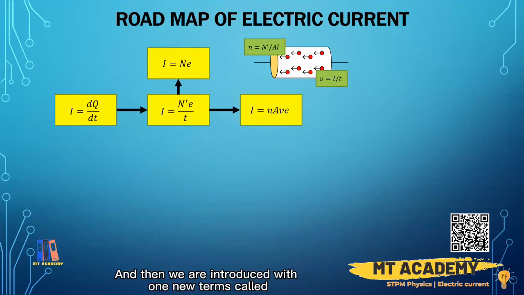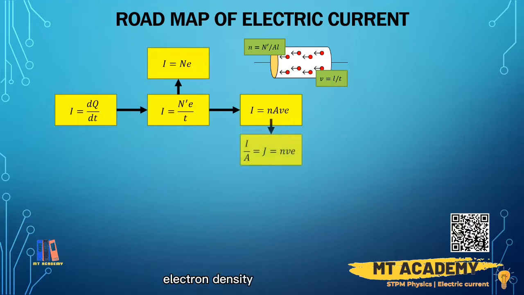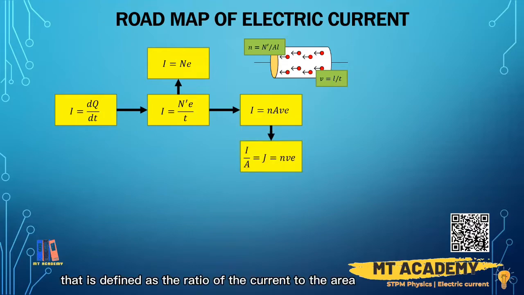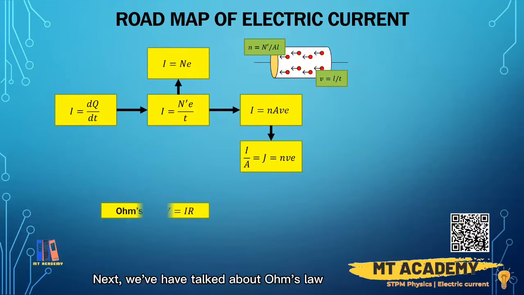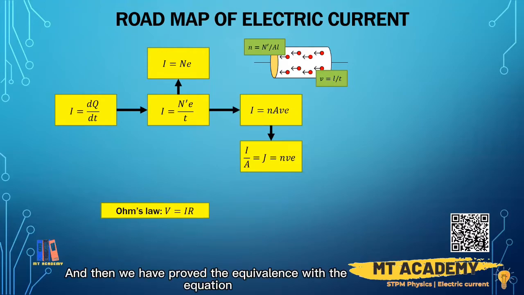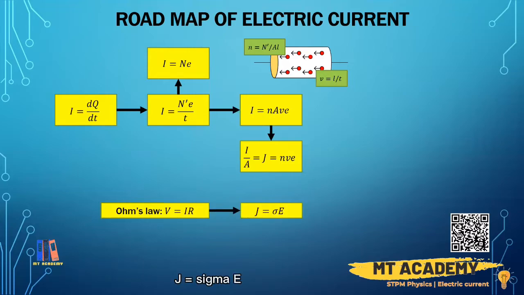And then we are introduced to one new term called the current density, that is defined as the ratio of the current to the area. And we can express J as nev. Next, we have talked about Ohm's law that gives the formula V equal to IR. And then we have proved the equivalence with the equation J equal to sigma E.